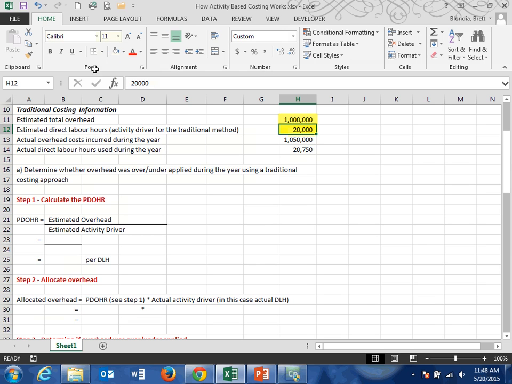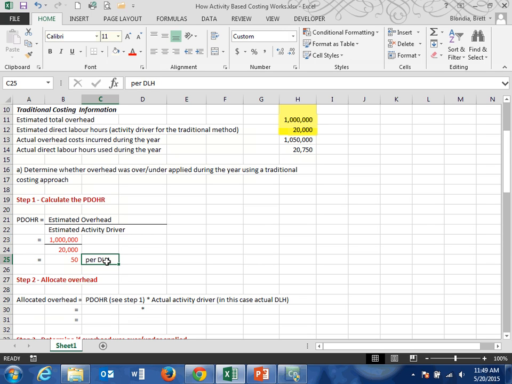So to get my predetermined overhead rate, I'm going to take my estimated overhead of $1 million and divide it by the estimated activity driver, which is 20,000 direct labor hours. Okay? So $1 million divided by 20,000 ends up being 50. And that is $50 per direct labor hour. So for every direct labor hour that is used, I'm going to allocate $50 worth of overhead. All right? So that's step 1. That step is done right at the beginning of the year. Take your estimated overhead and divide by the estimated activity driver.